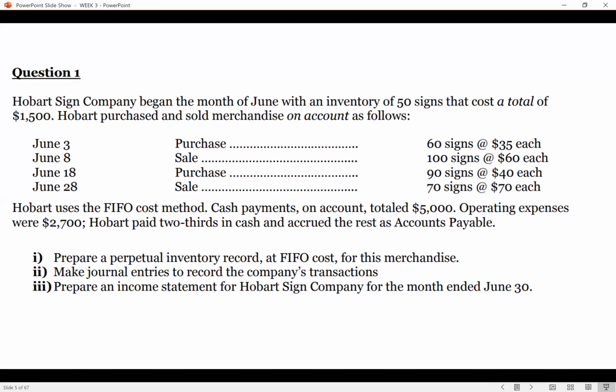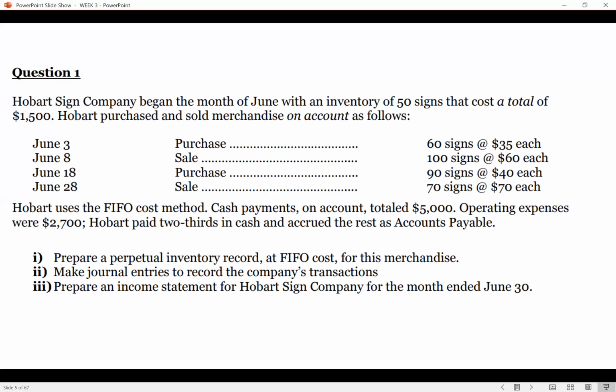The second thing that I want us to look at is the last sentence. It says, Hobart purchased and sold merchandise on account. So everything that follows, the purchases and sales, these were on account, these were on credit. So it's going to be some form of able, right? Either accounts receivable in the case of a sale or accounts payable in the case of a purchase. So there you have those two key points that I wanted to bring across just from the opening sentence.